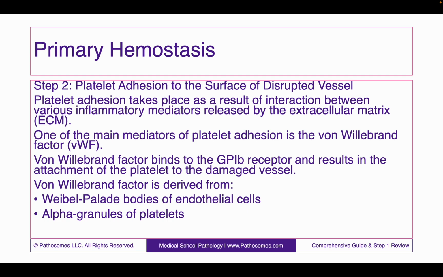Got that? All right. Step 2 for primary hemostasis involves platelet adhesion to the surface of the disrupted vessel. Platelet adhesion takes place as a result of the interaction between various inflammatory mediators released by the extracellular matrix. And one of the main mediators of platelet adhesion, you must know this, is the von Willebrand factor. Remember that? Von Willebrand factor binds to the GP1B receptor and results in the attachment of the platelet to the damaged vessel. Von Willebrand factor is derived from the Weibel-Palade bodies of endothelial cells, and it's also present within the alpha granules of platelets.